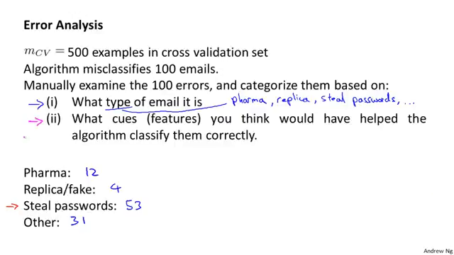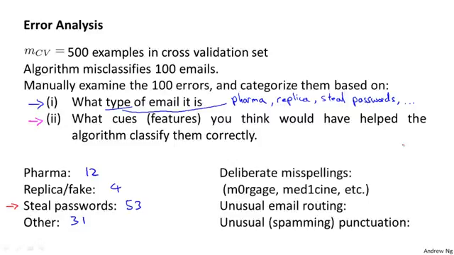And also what I might do is look at what additional features might have helped the algorithm classify the emails. So let's say some of our hypotheses about features that might help us classify emails better are trying to detect deliberate misspellings versus unusual email routing versus unusual, spammy punctuation, such as if people use a lot of exclamation marks. And once again, I would manually go through and let's say I find 5 cases of this and 16 of this and 32 of this and a bunch of other types of emails as well.